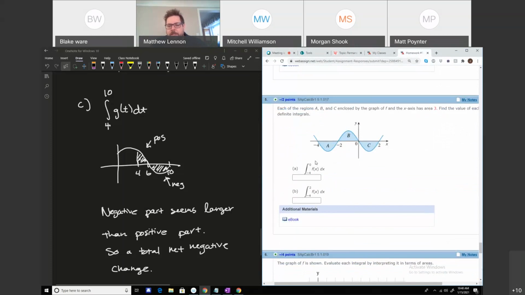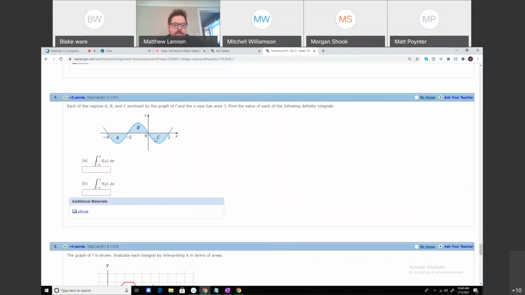This looks similar to my eyes right now on number 5. All regions look the same size. Does it say? Yeah, so if you read up here, it says all regions have an area of 3. So find the value of each. Okay, so if we're going from -4 to 0, that region A is -3. Region B is +3. -3 plus 3 would make 0. So for A, we would get 0.